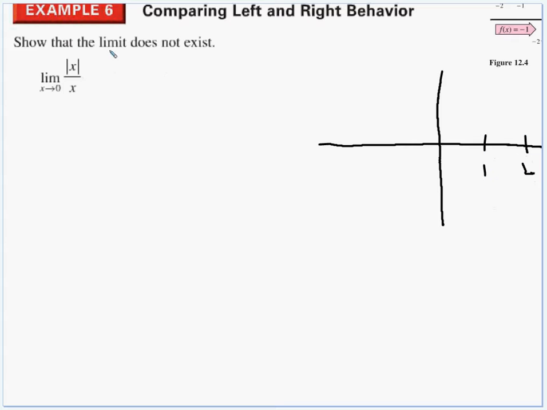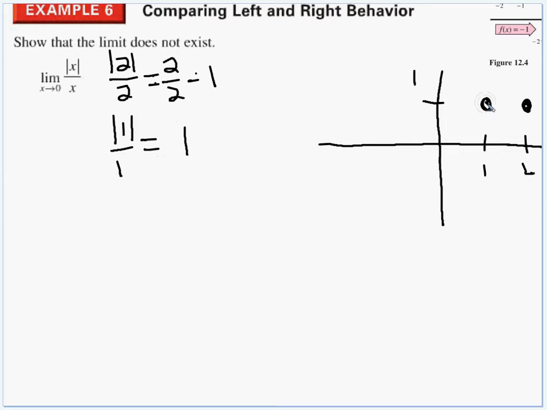If I put 2 in there, I get the absolute value of 2 over 2, which is just 2 over 2, and anything divided by itself is 1. So I would be up here at a height of 1. If I put positive 1 in there, I'd get the absolute value of 1 over 1, which is 1 over 1, or just 1. And that's going to be true for any positive value of x. 1.5, any number between 1 and 2, I'm also here at a height of 1.